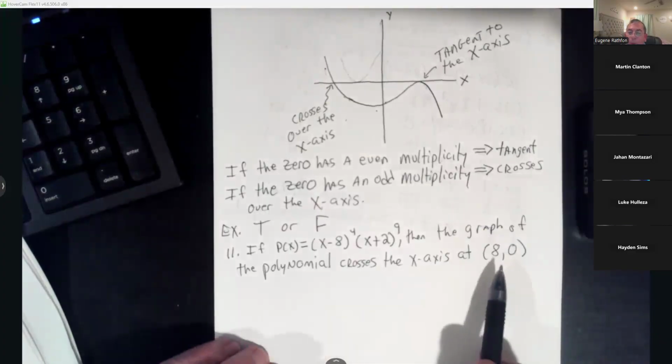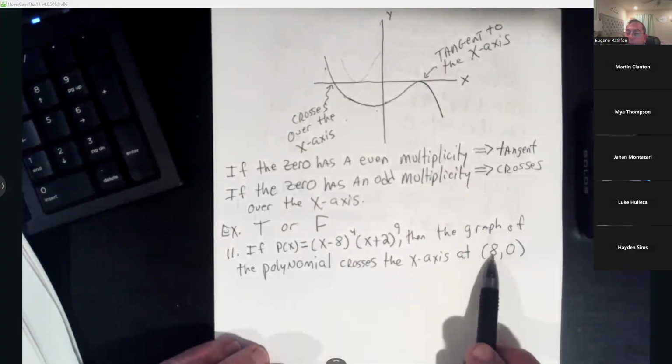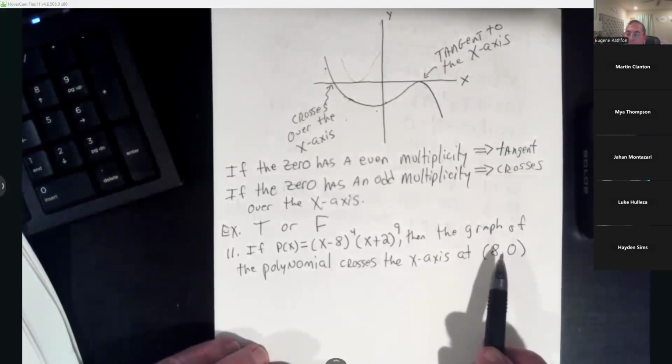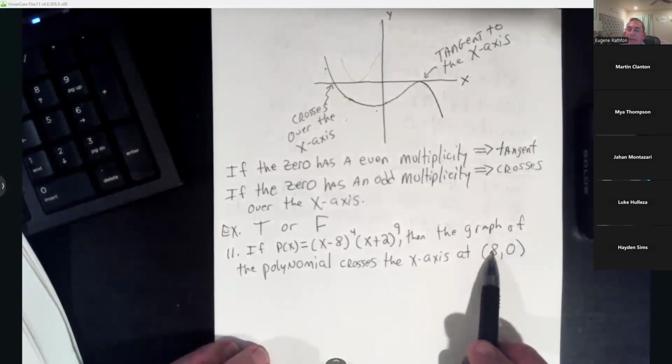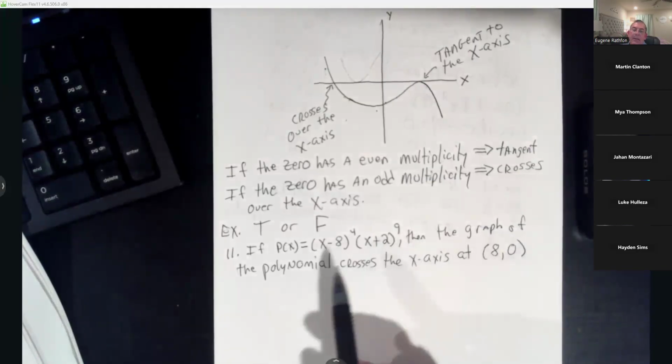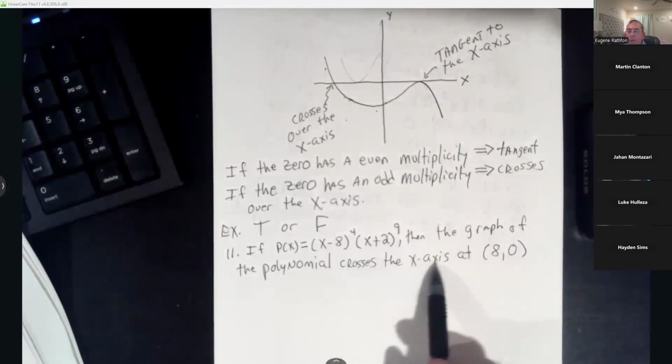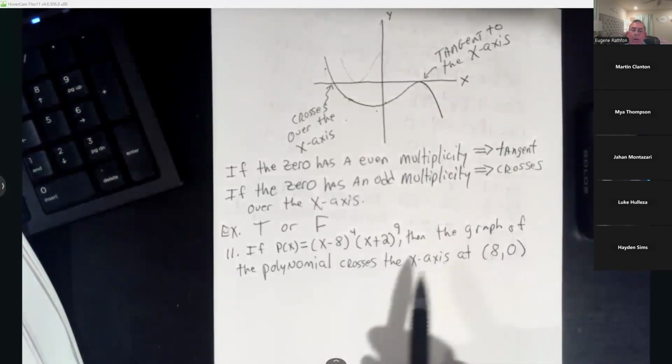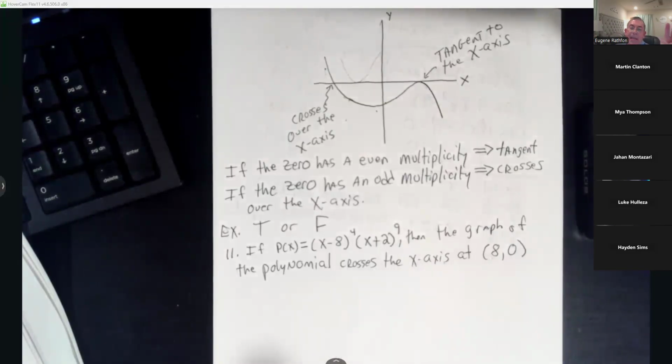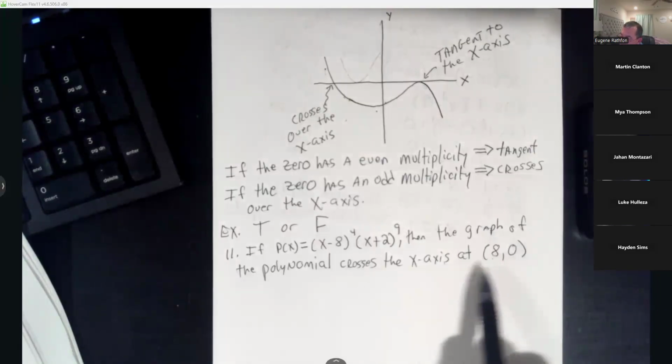So let me show you what they're doing. They're giving you the 0, which is 8. So based on them giving me the 0 of 8, do I think this graph crosses over the x-axis at that point, or do we think it's tangent to the x-axis at that point? So basically, they're saying it crosses over at 8, 0. Is that going to be true or false?